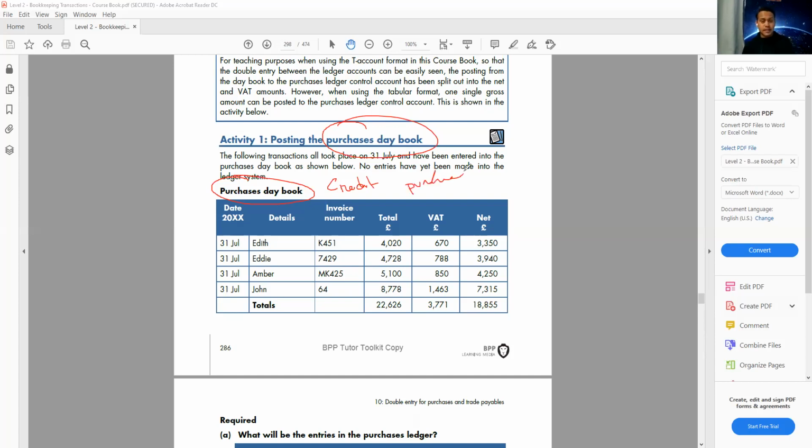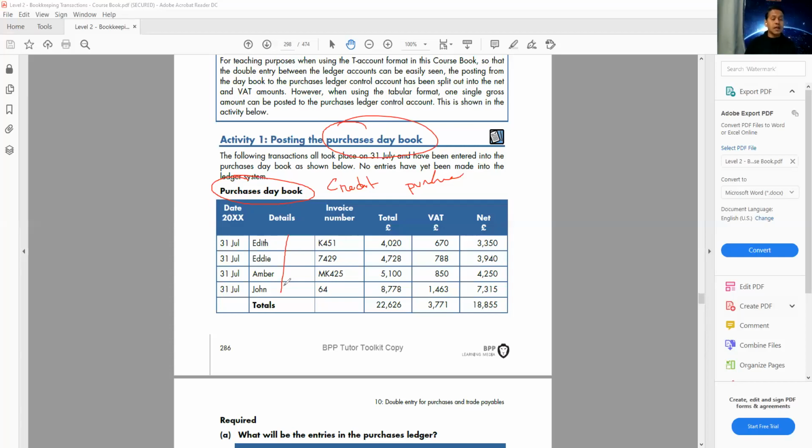My next question is, the people I have here inside, Edie, Edith, Amber, and John, who are these people? Are they my credit customers or my credit suppliers? Who are these people? They are my credit suppliers. Very well done, Sharon. They are my credit suppliers. Very well done, Fatuma. Very well done, Banu. Yes, they are my credit suppliers.